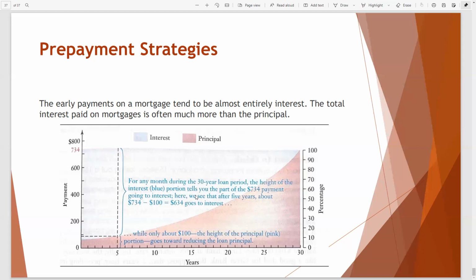So when you're buying your home or doing any lending, any compound interest loan, we need to be careful about that. All right. So that's everything for this chapter. Okay, so thank you.